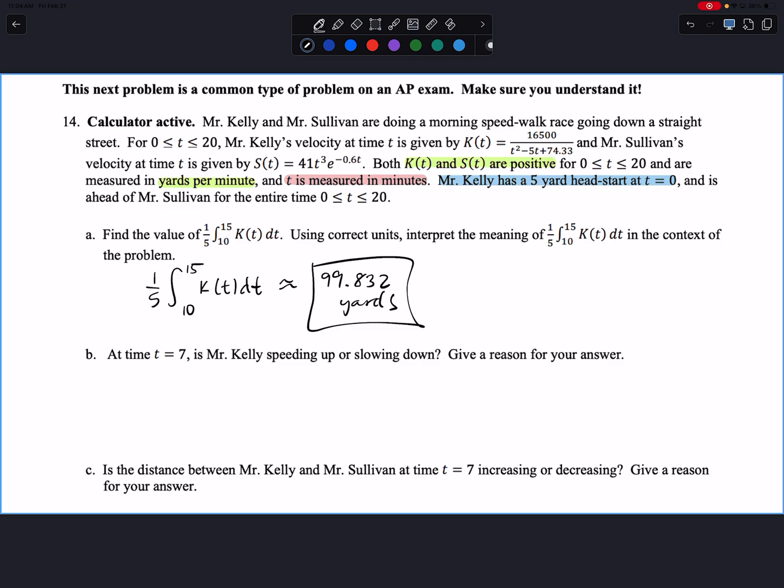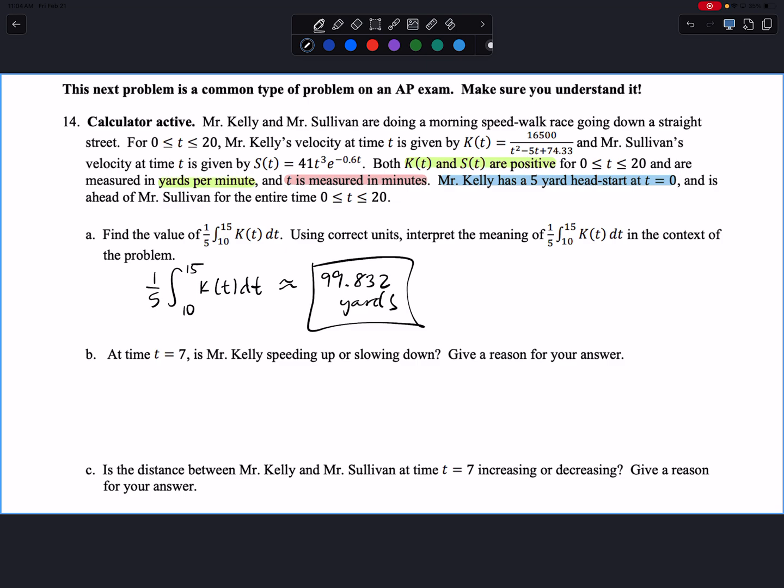Okay, when we did an integral in the last section, pay attention to the bounds. How far apart are these bounds? 5. What fraction on the outside? 1/5. So what does this mean about the problem? What do we do in the last section? You're finding what in the last section?